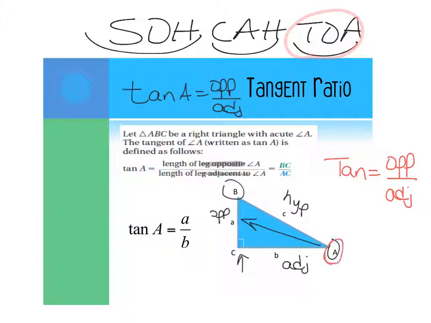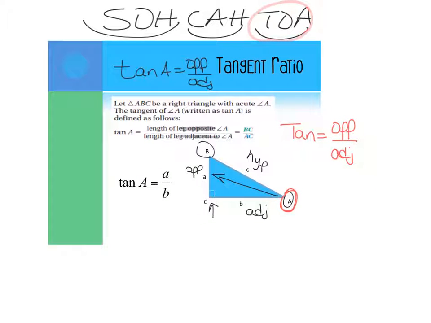So when we're referencing A, we're looking for the side opposite to A, which is little a, and the side adjacent to A would be little b. So can that be the hypotenuse? No, not for tangent. For sine and cosine, we're going to use the hypotenuse.